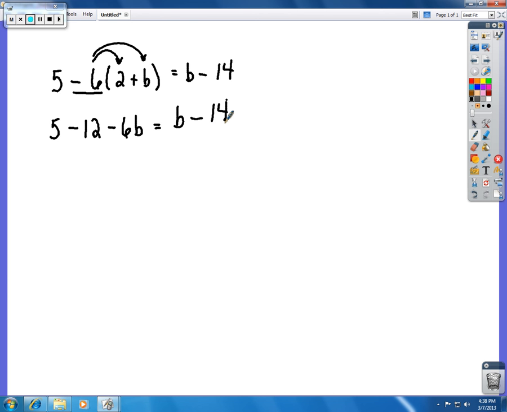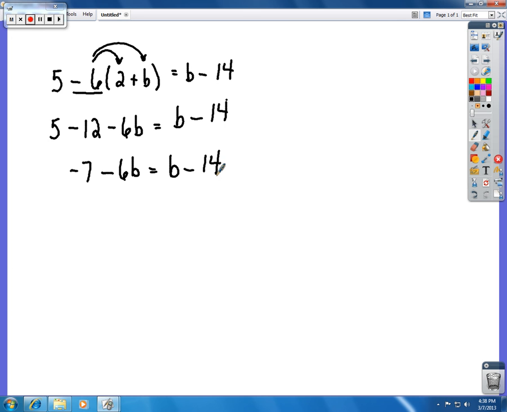Okay, and again, like the problems we've been doing before, we're going to combine any like terms that we can on each side of the equal sign before moving stuff around. On this side of the equal sign, we've got two numbers. We've got the 5 and the minus 12, so we can combine those together, and 5 minus 12 gives us negative 7. We've got our minus 6b equals b minus 14.